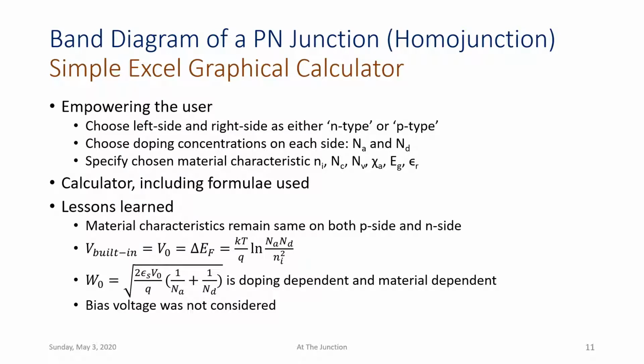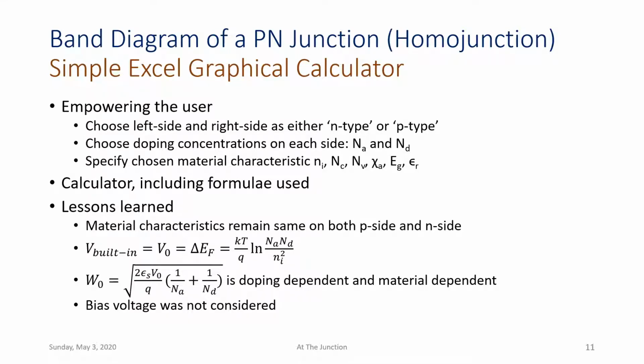and we want to use those expressions in a simple Excel graphical calculator that empowers the user to choose the left side and the right side of a p-n junction as either n-type or p-type, put in some values for the doping concentrations on each side, n sub A and n sub D, that would lead to the charges, and then the electric field and the potential, and this would all be reflected in the energy band diagram.